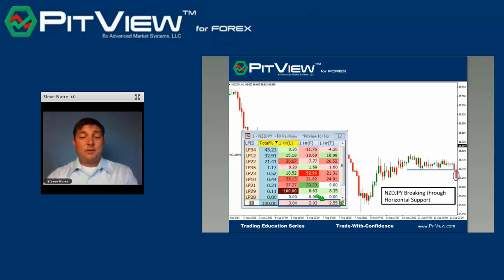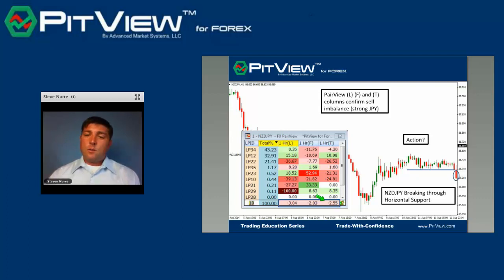And now we know that if we were to take a sell here, we would be trading alongside the liquidity providers. So what would our action be at this point? With the leaders, followers, and totals all confirming this sell signal, which all favors that strong yen that we've been looking at in the previous two videos. Well, in this case, as far as action goes, I don't think trade confirmation gets any stronger than this, giving you a screaming sell signal on the New Zealand yen pair.